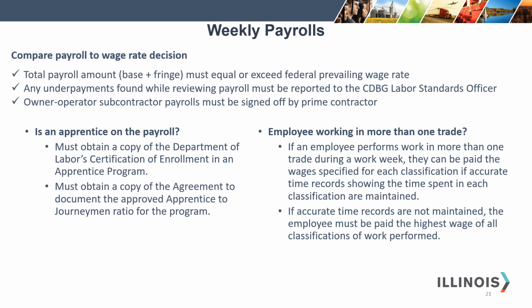Employees working in split classifications. If an employee performs work in more than one trade during a work week, they can be paid the wages specified for each classification only if accurate time records showing the time spent in each classification are maintained. If accurate time records are not maintained, the employee must be paid the highest wage of all classifications of work performed.